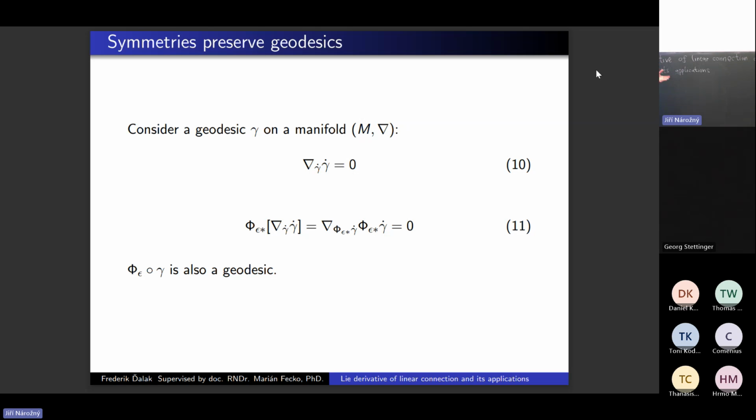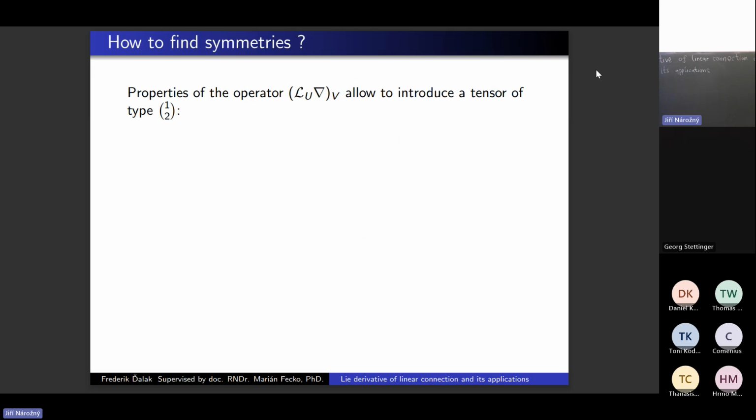Okay, so this is going to be the geometrical interpretation of the symmetries that we are going to be able to find. And now that we know about the geometrical meaning, we can proceed to try to find an equation which would allow us to find these symmetries in some specific case. Basically, if we are given a general linear connection, we would like to have an equation which, for this case, is going to allow us to find the symmetries corresponding to it.